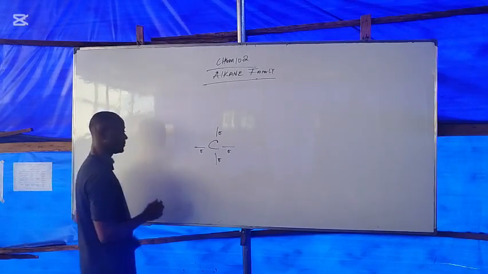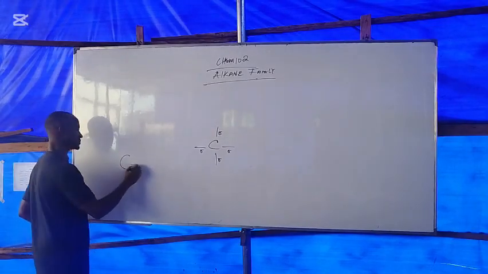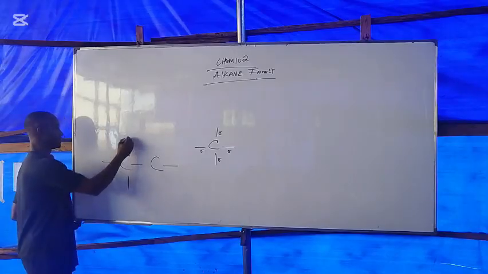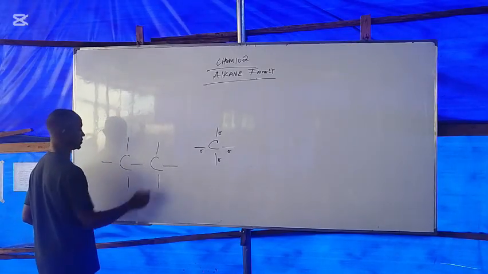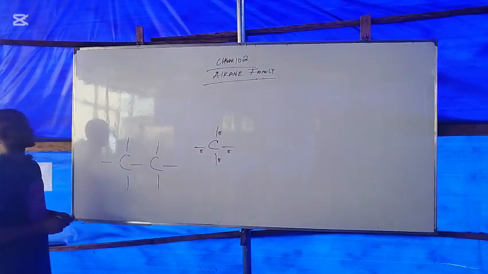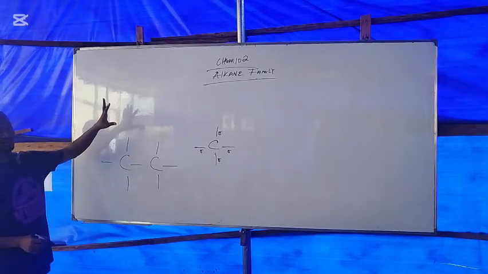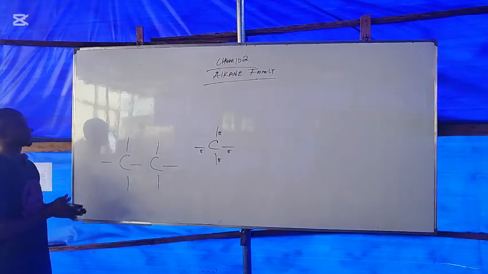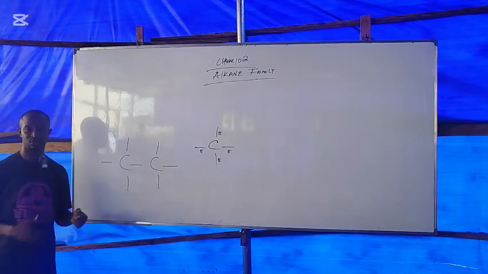Now, whenever I see a compound in which all the bonds are single bonds, that compound is called an Alkane. Are you there? Then you will ask yourself, what member of Alkane is it? Is it the first member, second, third, or fourth?